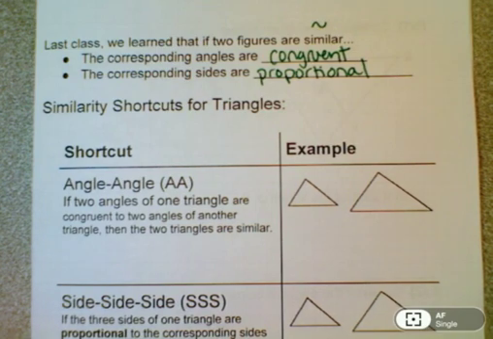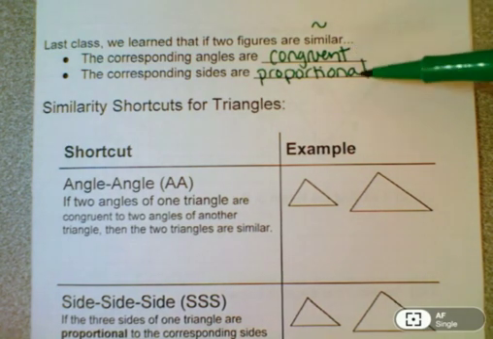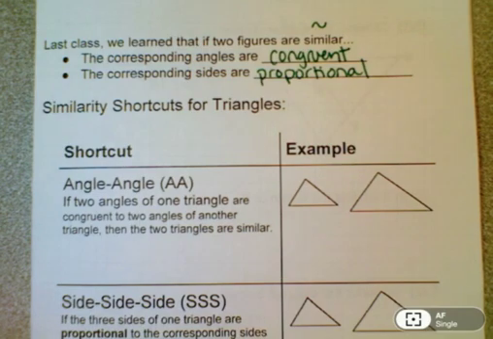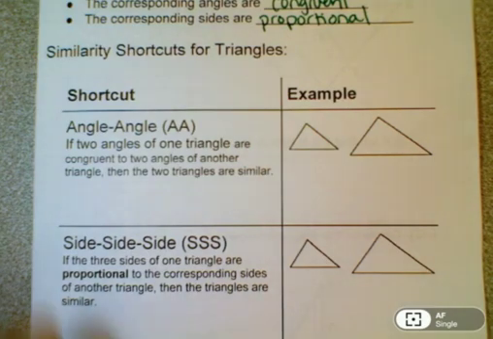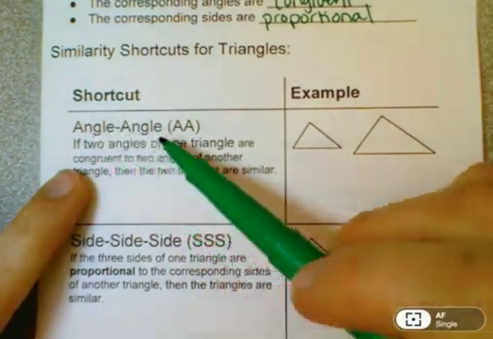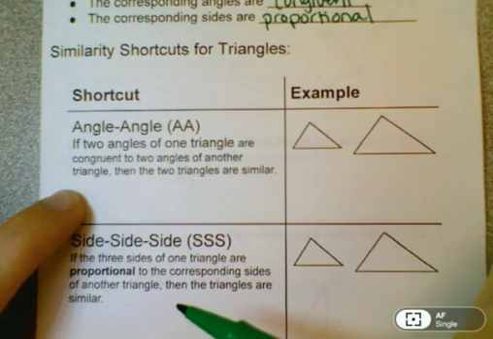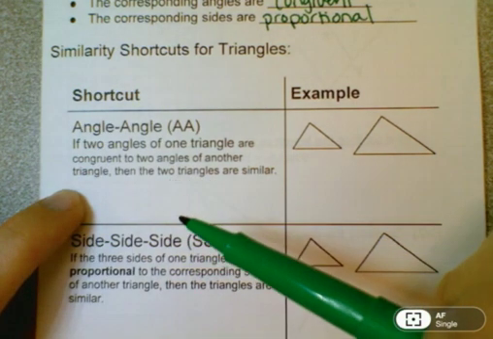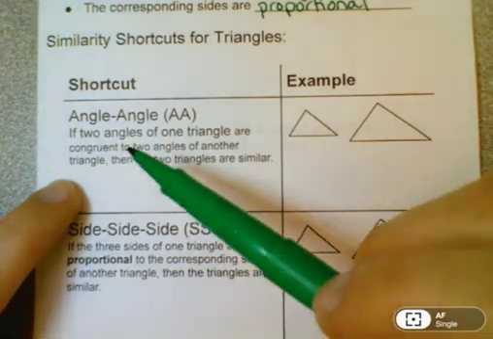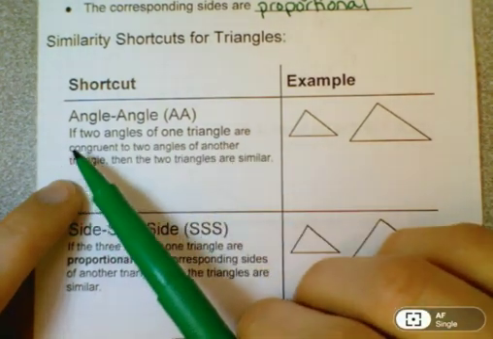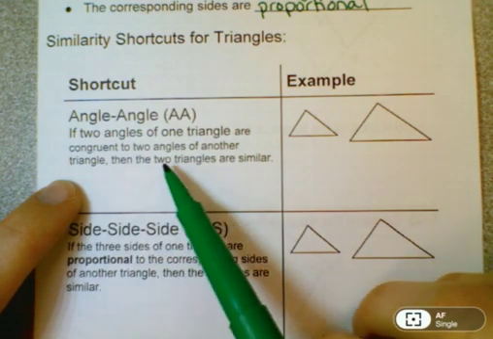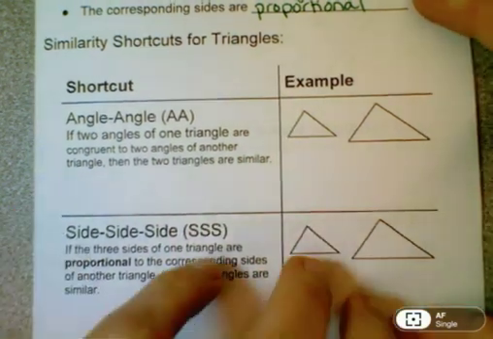So the problem is we don't always have every side length and every angle to show that all the angles are congruent and all the sides are proportional, and we don't need all that information to know that two triangles are similar. So it turns out that knowing that two corresponding angles are congruent is enough. And so this is going to remind you a little bit of the triangle congruence shortcuts, but these are triangle similarity shortcuts. So AA says if two angles of one triangle are congruent to two angles of another triangle, then the two triangles are similar.